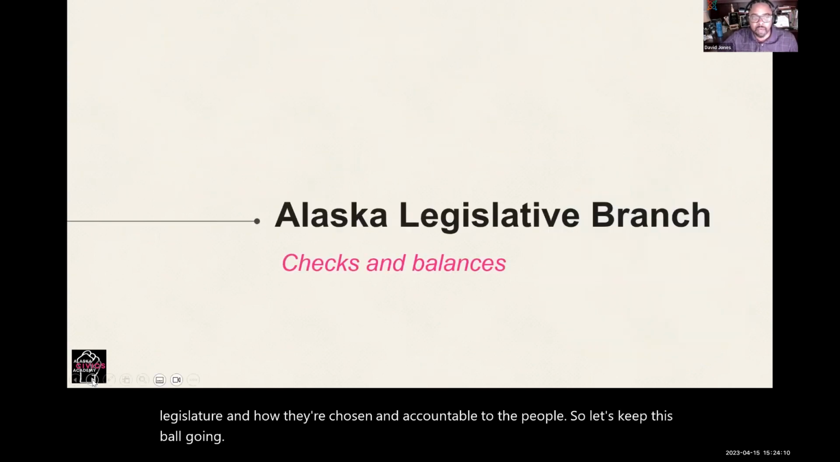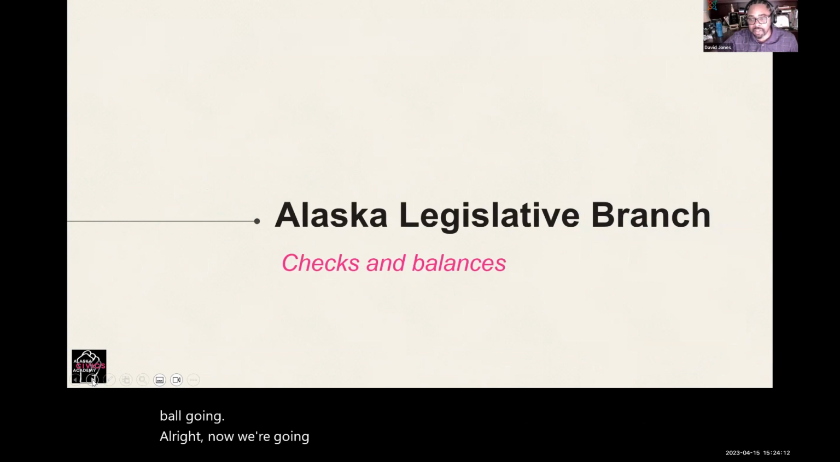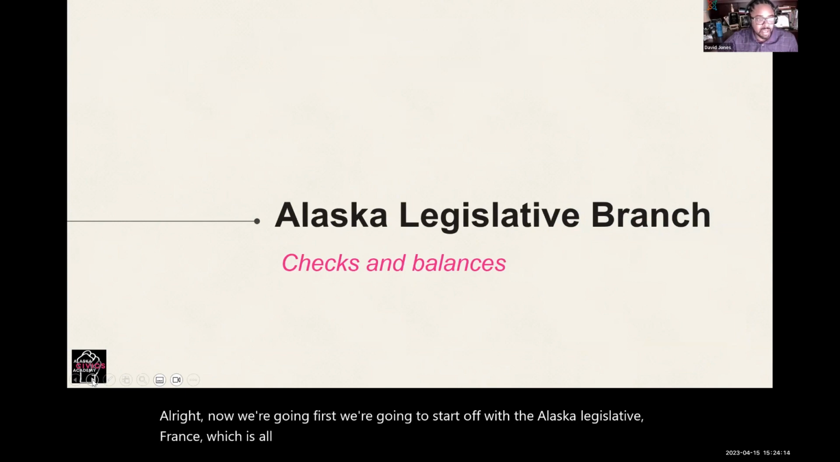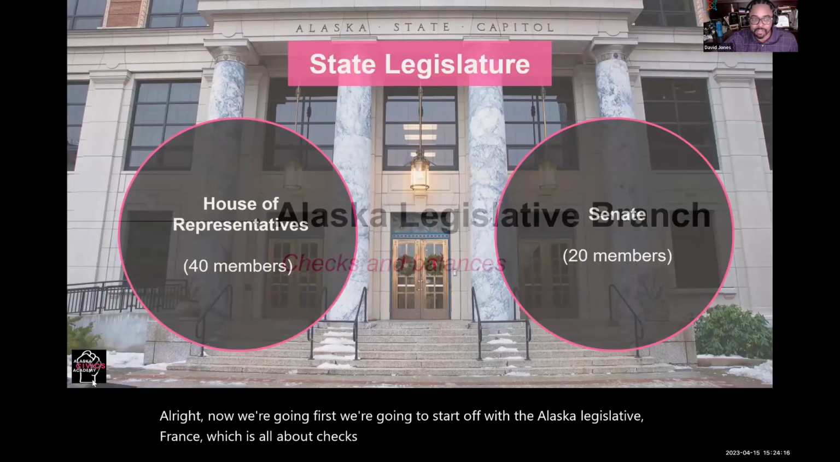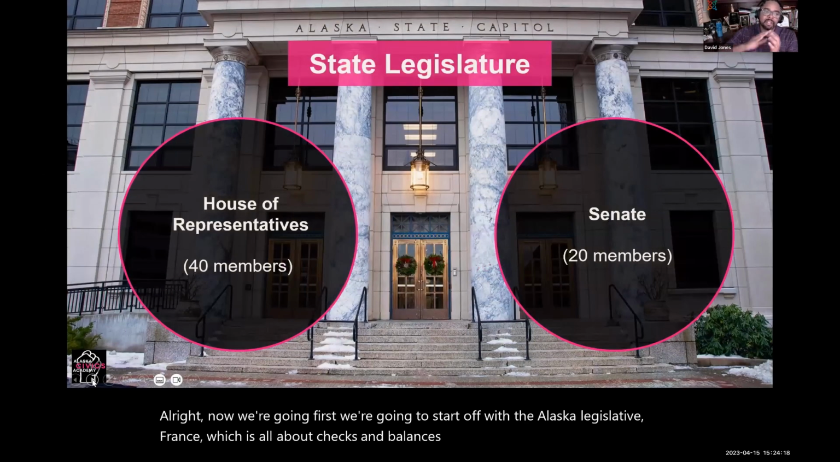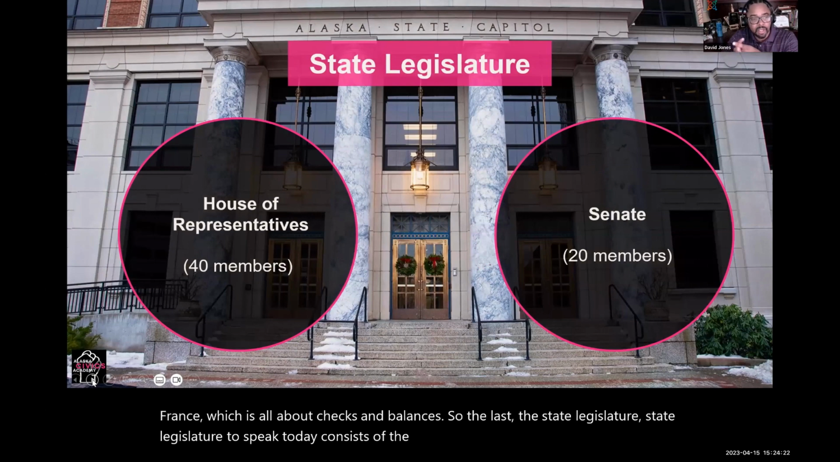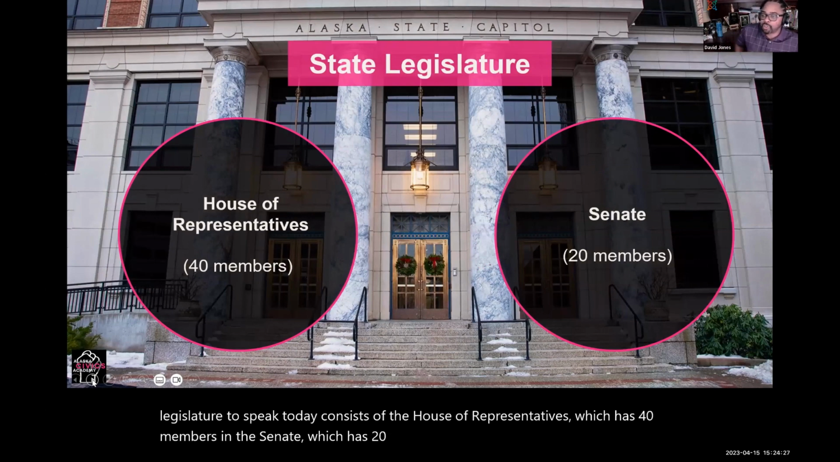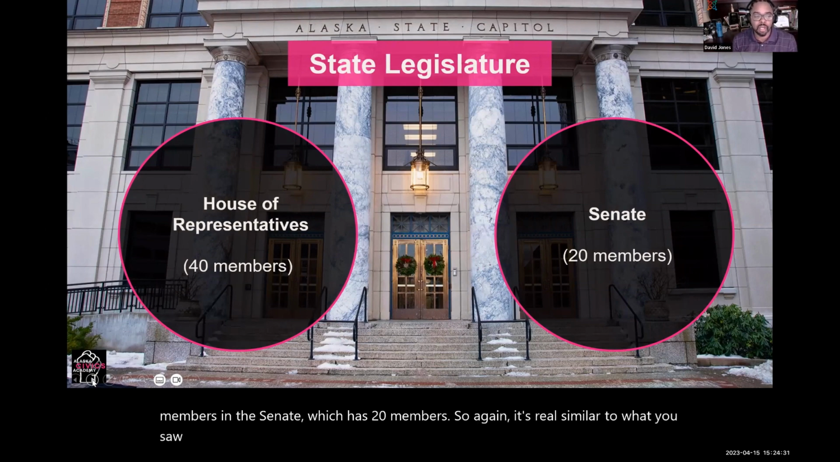All right, now we're going to start off with the Alaska legislative branch, which is all about checks and balances. So the Alaska state legislature consists of the House of Representatives, which has 40 members, and the Senate, which has 20 members. So again, it's real similar to what you saw last on April 1st, as it relates to federal.